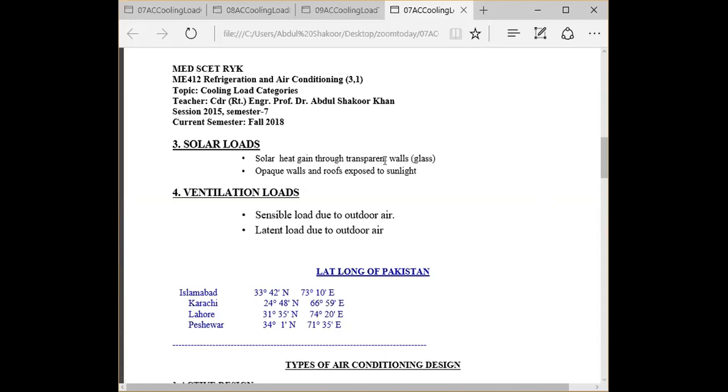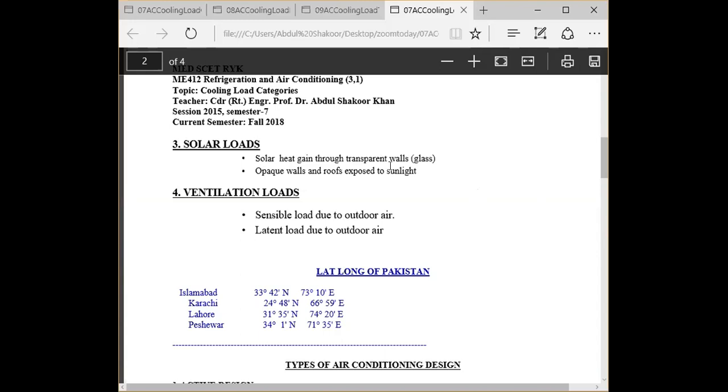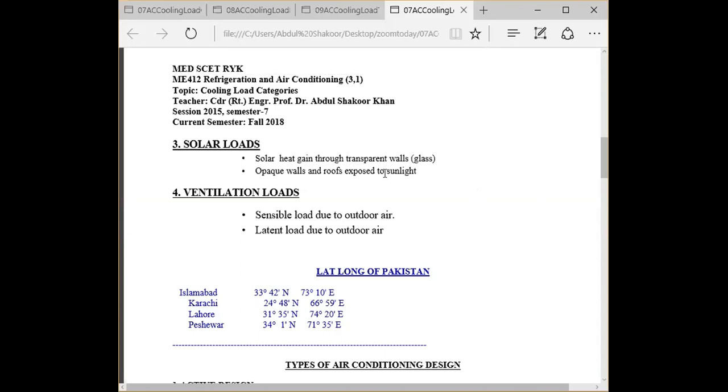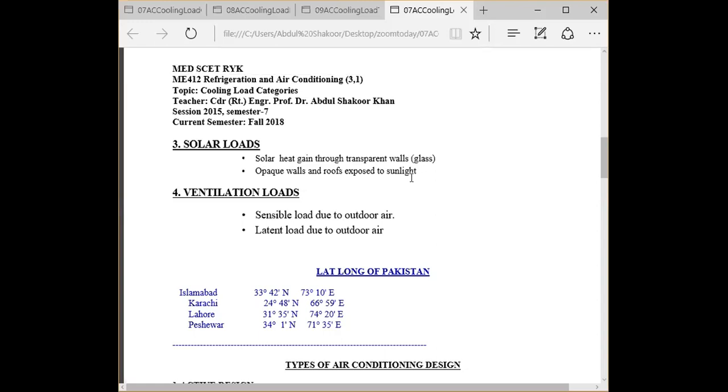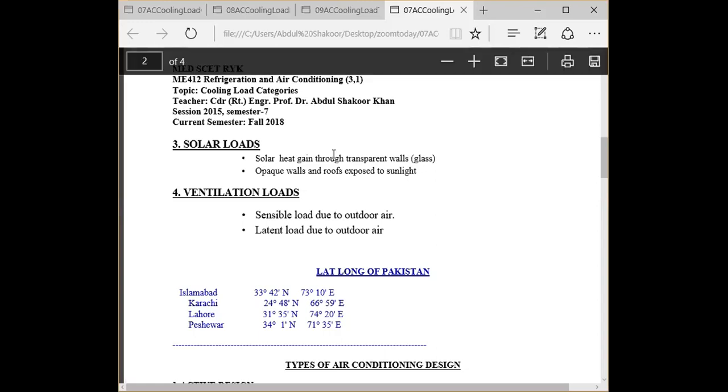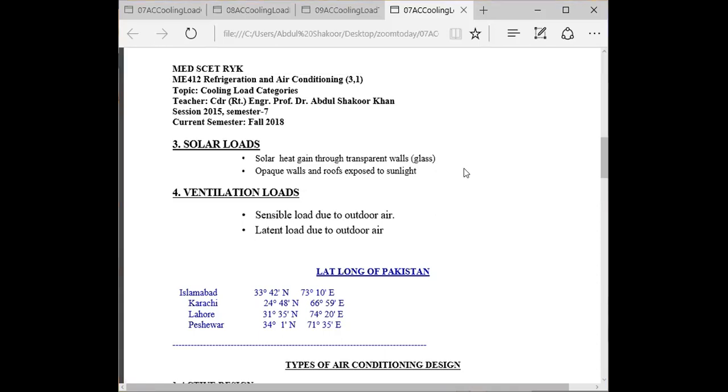Heat transfer takes place in an opaque wall because of temperature difference. But the difference between sunlit and non-sunlit walls is that sunlit walls are hotter. So the outer surface temperature of the sunlit wall is much higher than that of the wall in the shade. That's why we take into consideration the solar effect on the outside wall temperature, and that is why we call it solar.